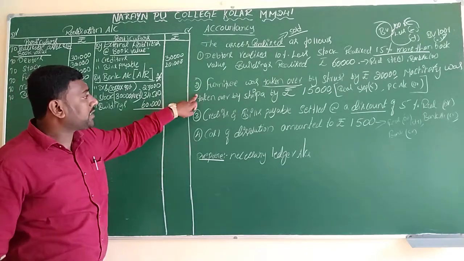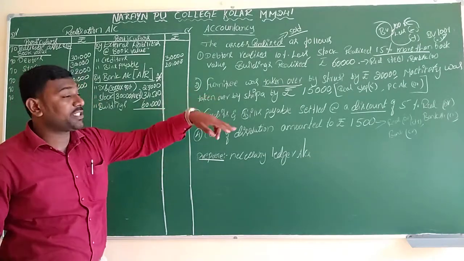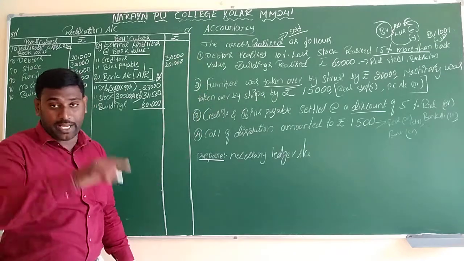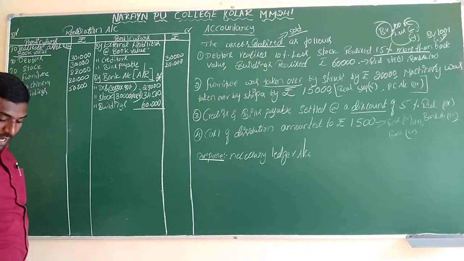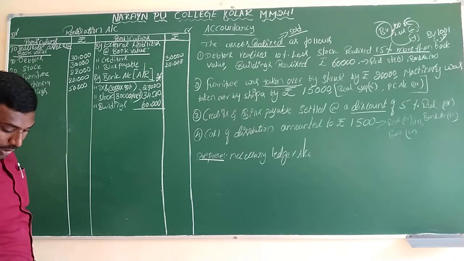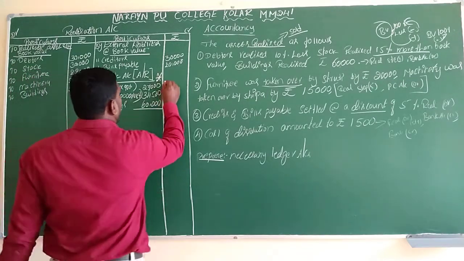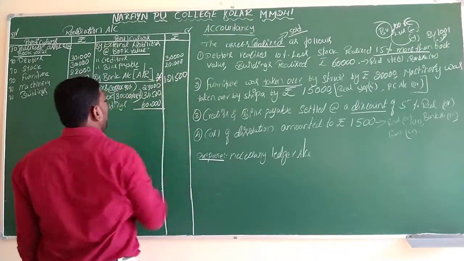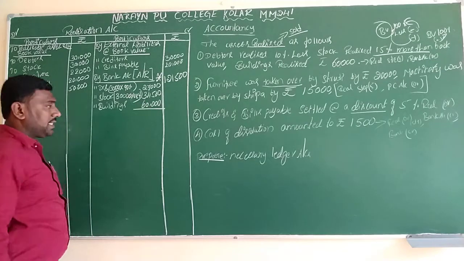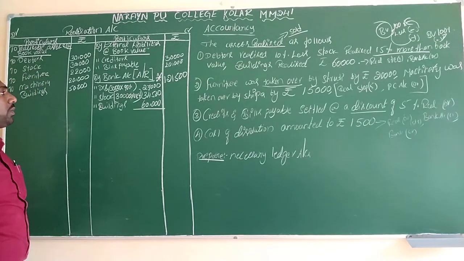Adjustment number 2 says that furniture and vehicles are taken over. That means they will be taken over, and it will come in a further step. Now we will make the total of this. We have to get 1,21,500 rupees. How is this value made? By making the total of these three, we get the value 1,21,500 rupees. This is step number 3.